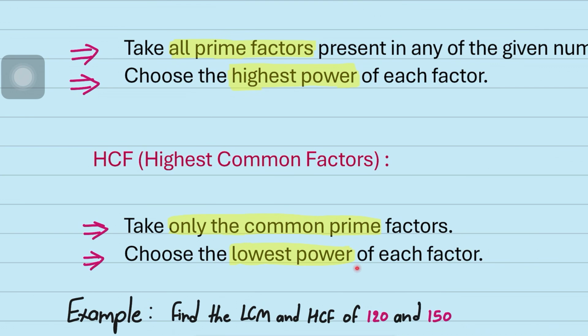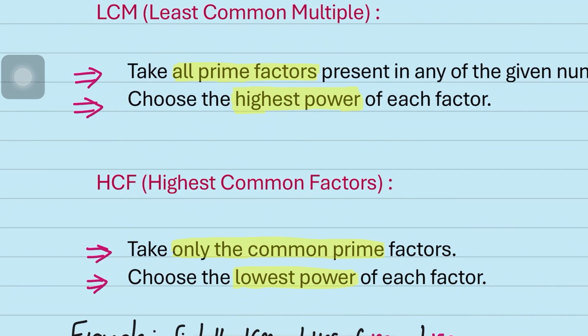Remember, when we find LCM, we have to take all the prime factors we found, but we only write the highest power. But in HCF, we have to get only those prime factors that are common in both numbers or three numbers. Choose the lowest power of each factor. Here's what I mean.